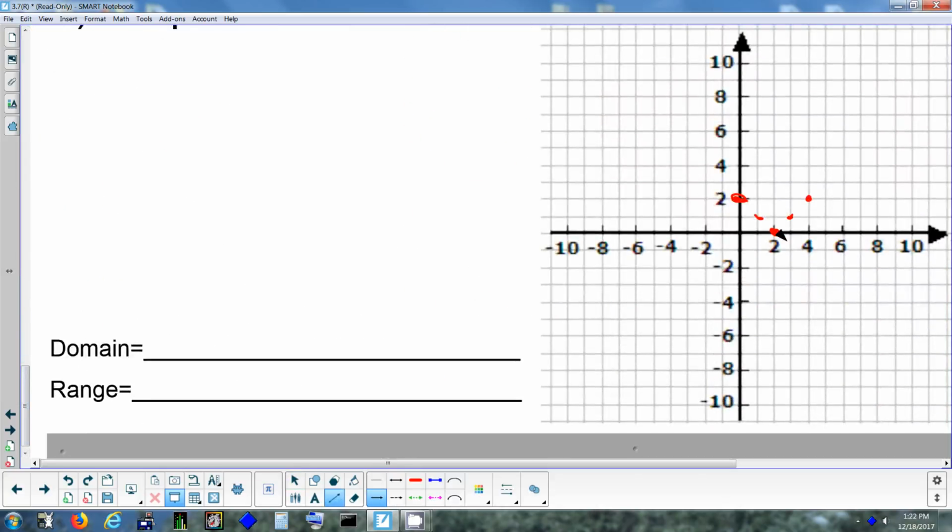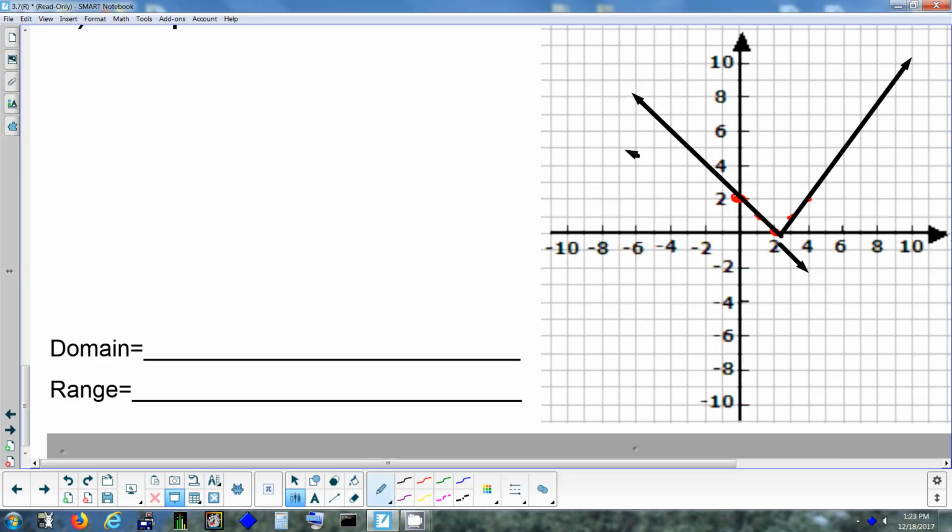Okay, so draw it as 2 rays. Now they want the domain. What's the domain? What does that have to do with? Which axis, X or Y? X. How far does this graph go left and right? Infinity. Forever.